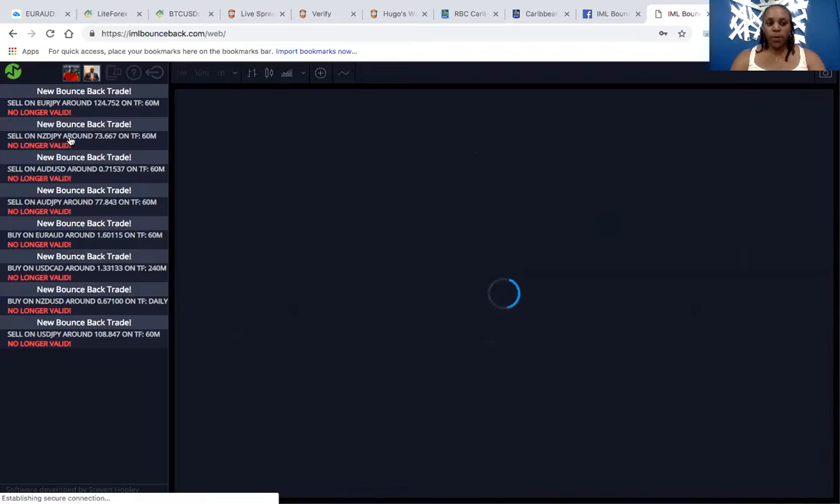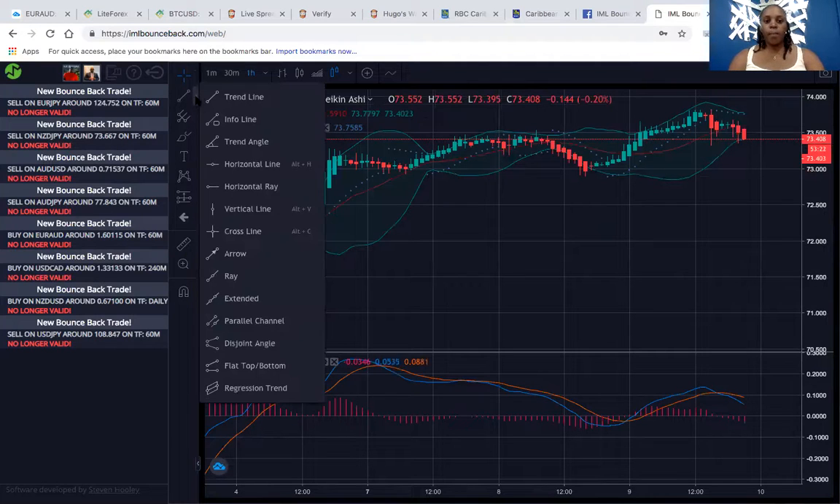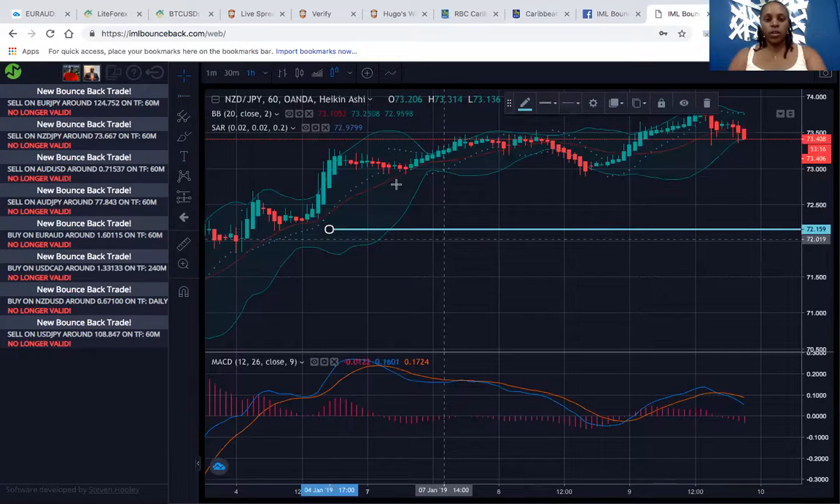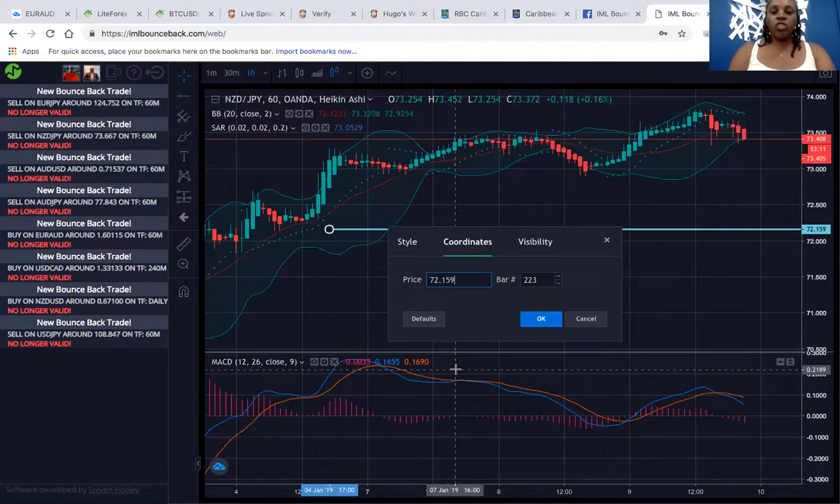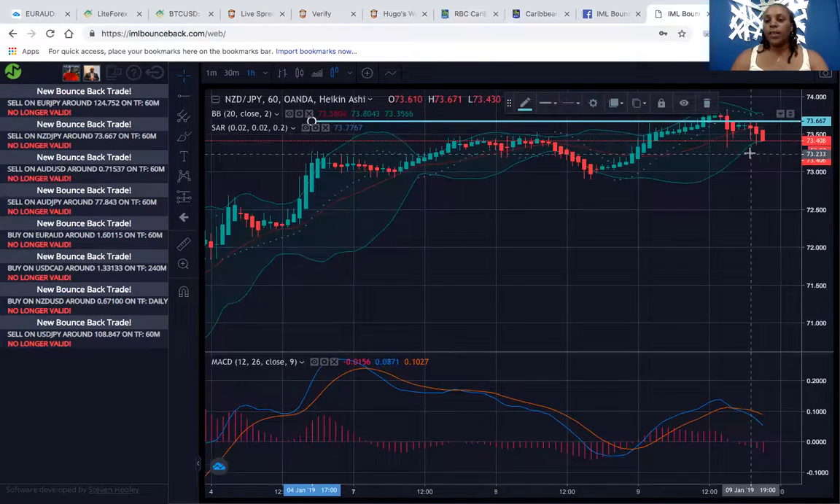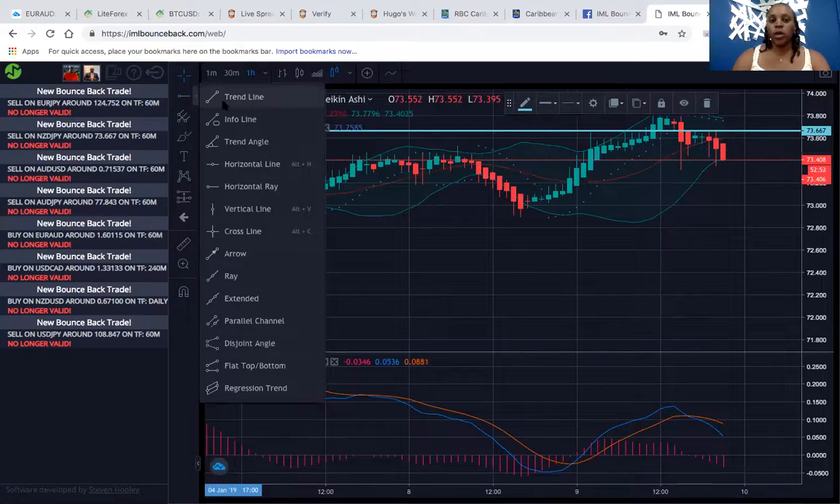So NZDJPY, and it says to sell NZDJPY around 73.667. So remember, step 1, horizontal ray, place anywhere on the chart, go to the settings tab and change the coordinates to 73.667, right? That shows you where you would ideally like to sell price. So remember, it got called on the 1 hour time frame. So you can start to draw your trend lines.